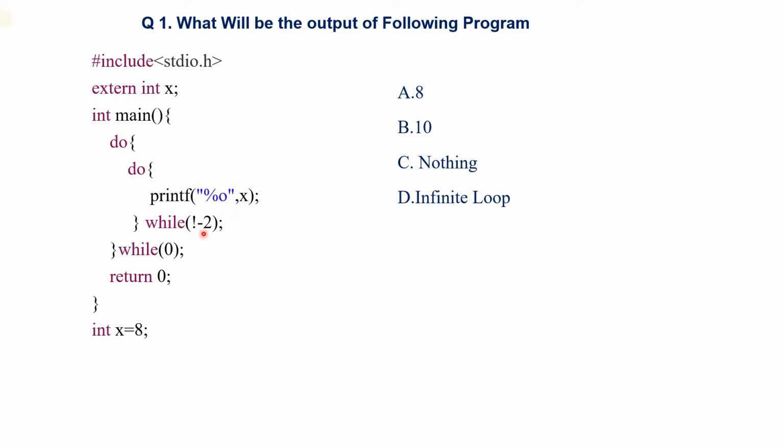After that the condition for the inner loop will be tested, where the condition is not of -2, and we know that -2 is considered as a true value, and hence not of true becomes false. As this condition becomes false, control will be outside the inner loop. Here the condition for the outer loop will be tested, and the condition is given as 0, and we know that 0 is treated as a false value. So this condition also becomes false, hence control will be transferred out of the outer loop also.